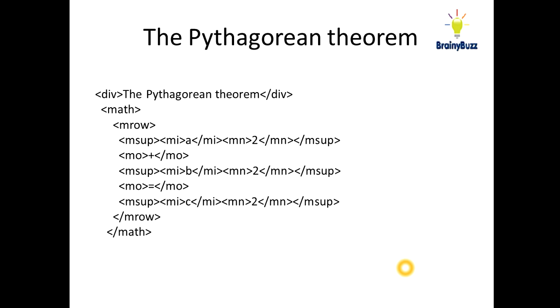We have a few examples. We have the Pythagorean theorem, a square plus b square equal to c square. So this is the formula for it. Every code has to come in math. After that, the number of rows that we want. Another thing, this is the operator. mo is the operator, and your mi and mn, basically the superscript is 2. So this way you can write it.